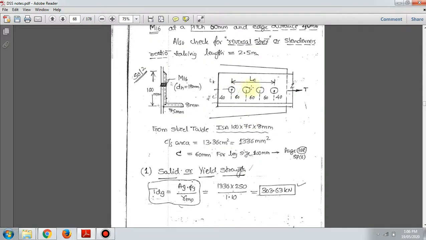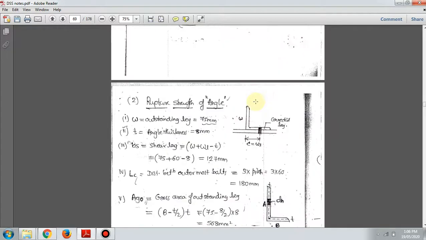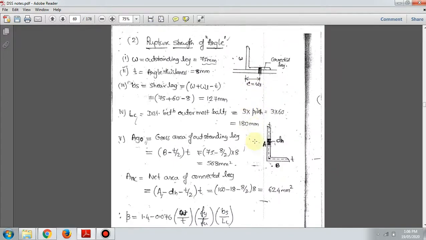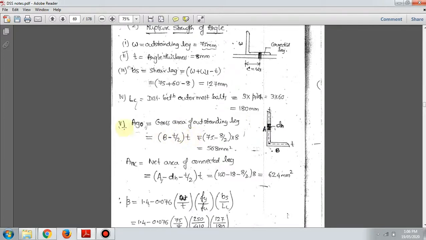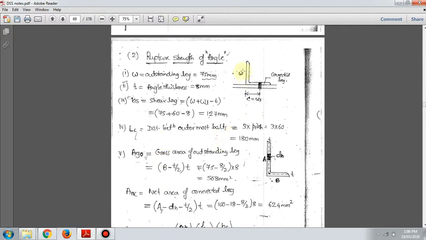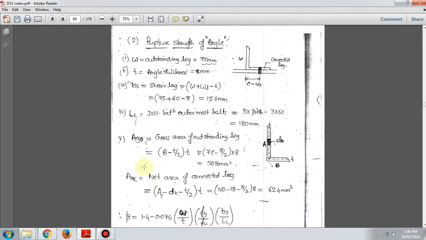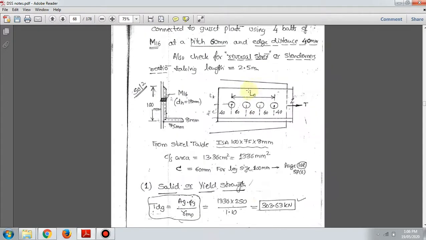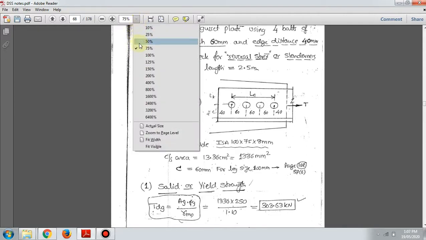For Wl you will get it from SP6 page number 168, which is already circulated to you. For 100 into 75, which leg is connected? The 100 mm leg is connected. So for the 100 mm leg, the Wl value will be 60. You have to see the member which is connected. So here 100 mm is connected, so Wl is 60 and T is 8.